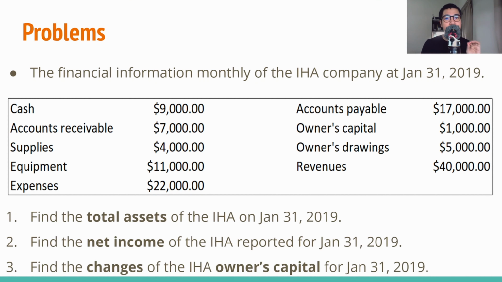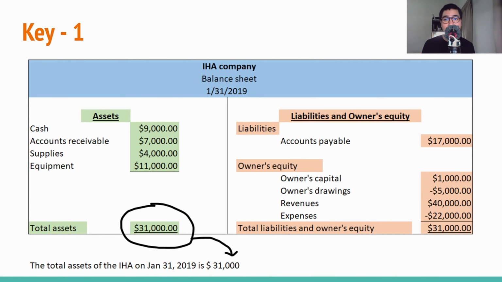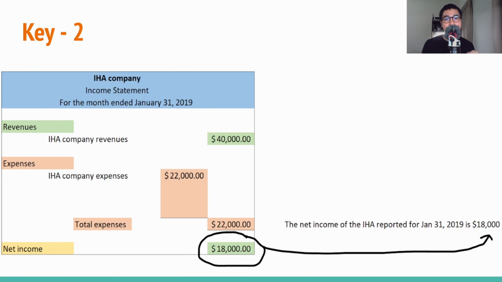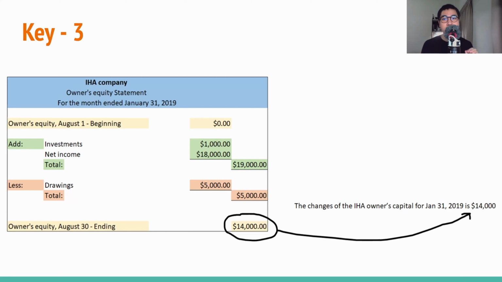So this is a practical problem. There are three questions. It's like a piece of cake. So try this out first and compare it with my answer, okay? That is the key for question 1. That is the key for question 2. That is the key for question 3.